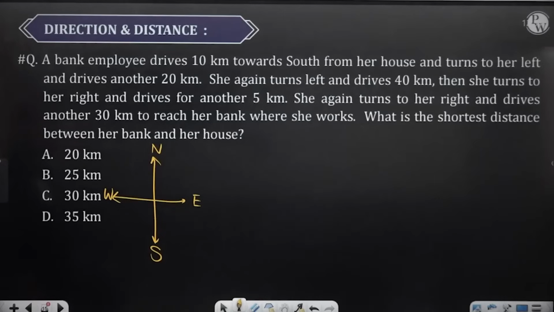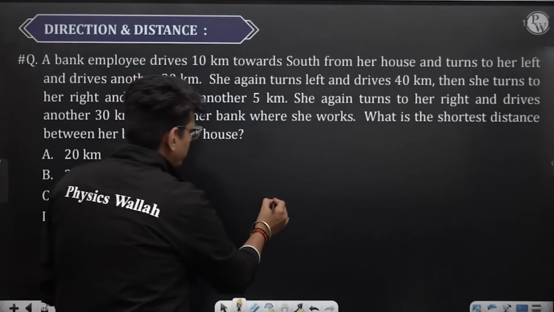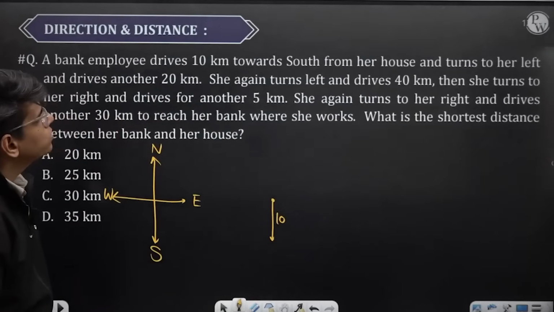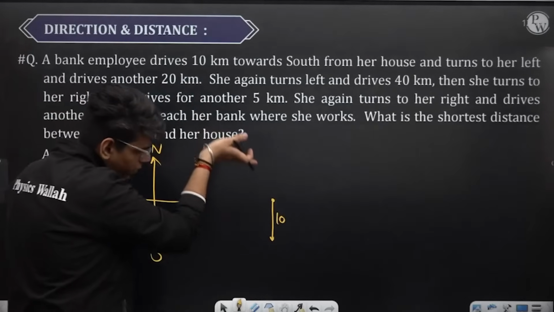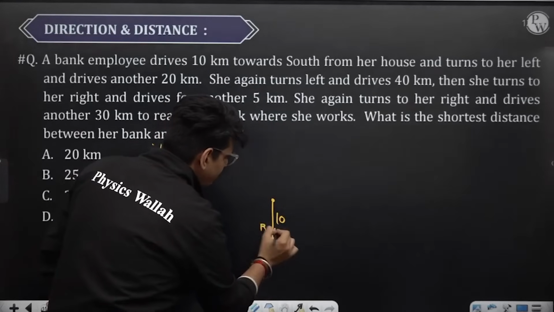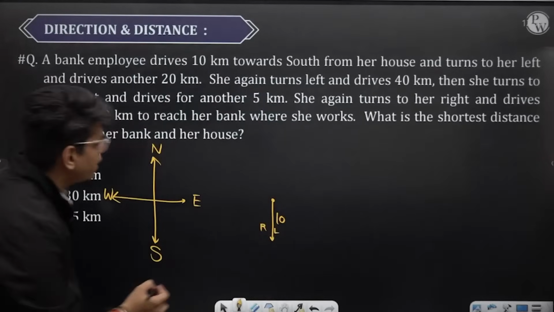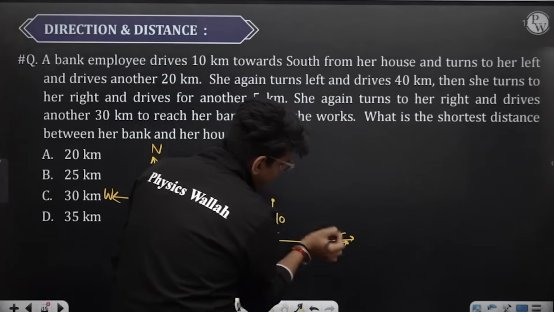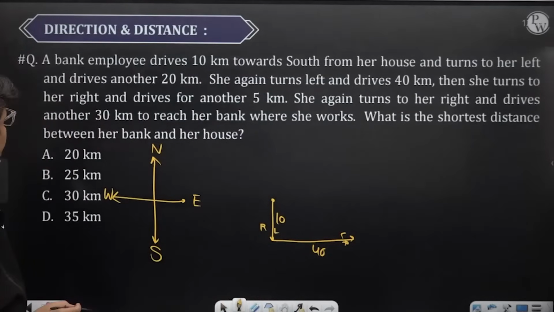Here a bank employee drives 10 kilometers south from her house and turns to left. Now, when you are going downwards, this is the right and this is the left side. So she turns left and drives 40. Then she turns to her right and drives for another 5.